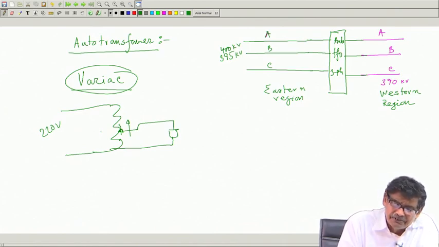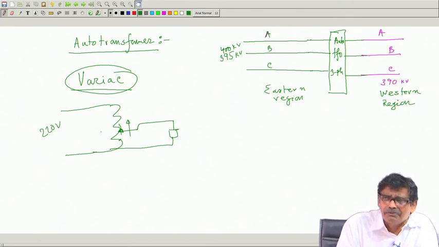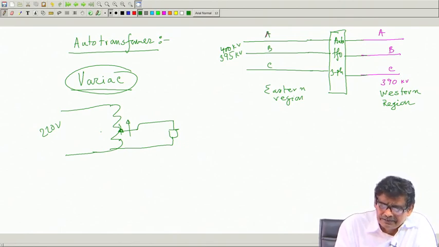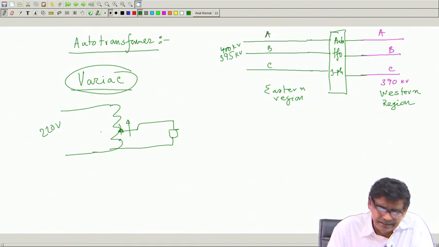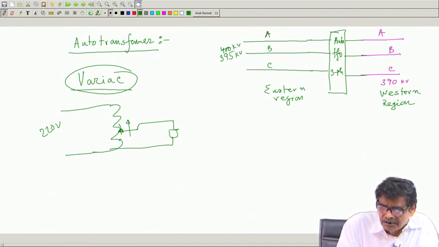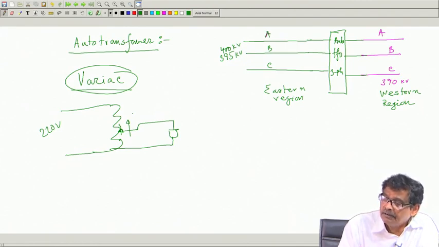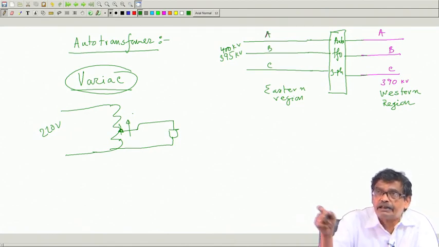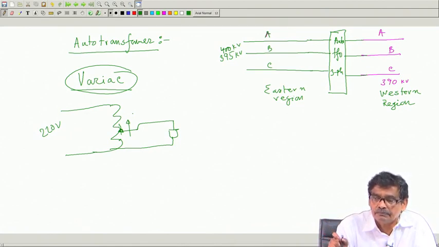That is why you will find a variac is too heavy. There are no savings like that. Its kVA rating is known, the maximum current it can draw, and so on. This point I must bring out to you, so that you distinguish between a variac and a dedicated auto transformer like this, where it will be used and it will have a fixed tapping.